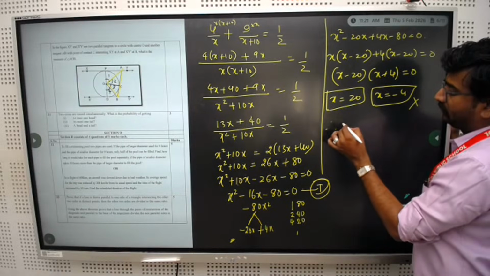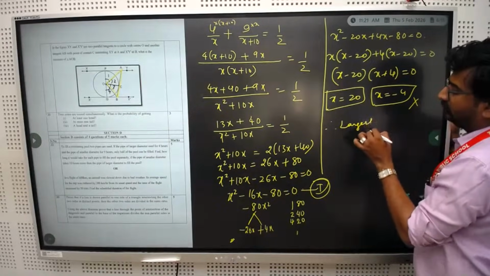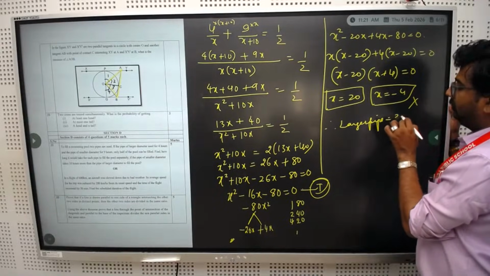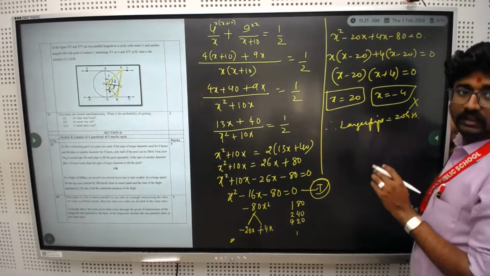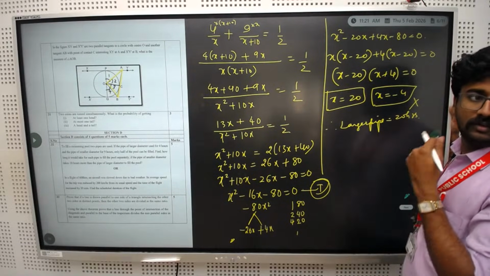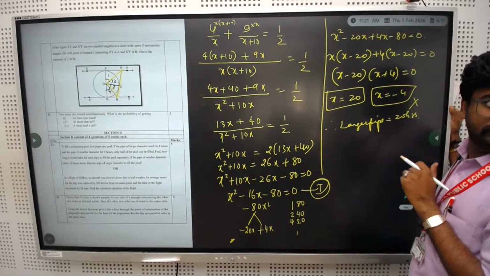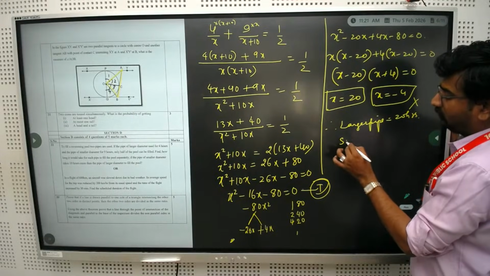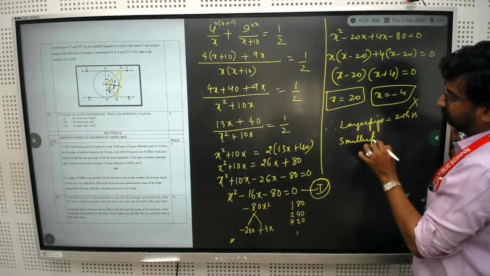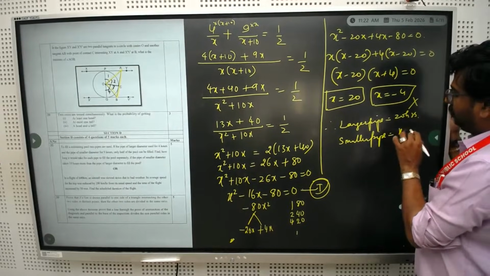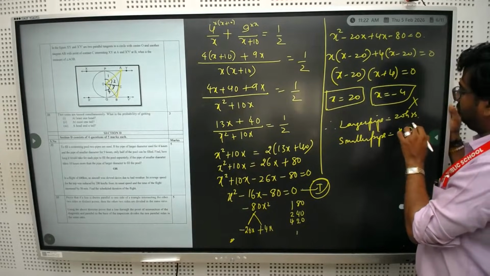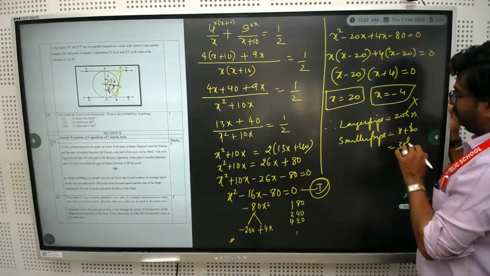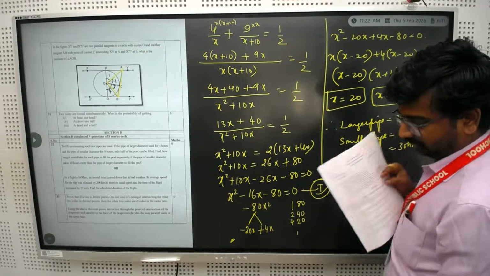Therefore, the larger pipe, what have you taken? Then it will be 20 hours. It will take 20 hours, almost a day, to fill the swimming pool individually. Okay, then what about the smaller pipe? x plus 10, it will be 30 hours. Complete.